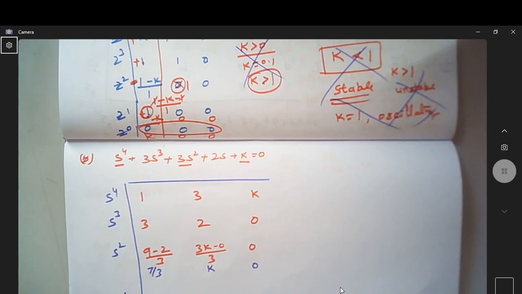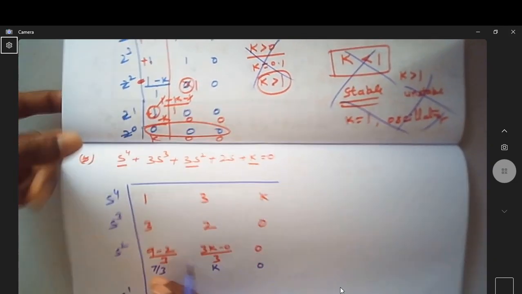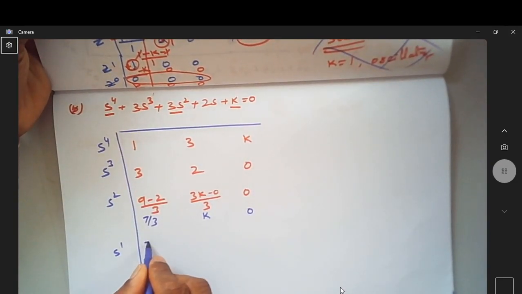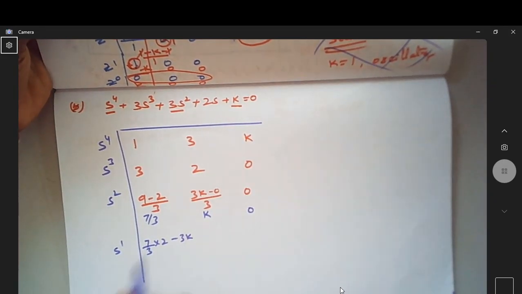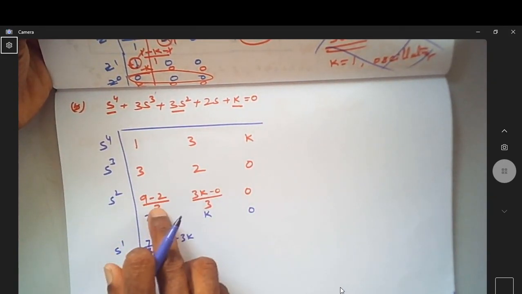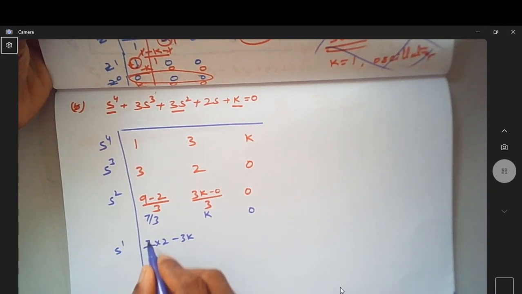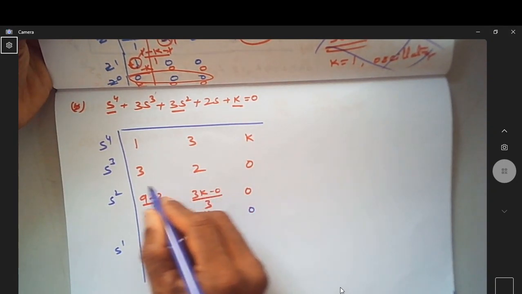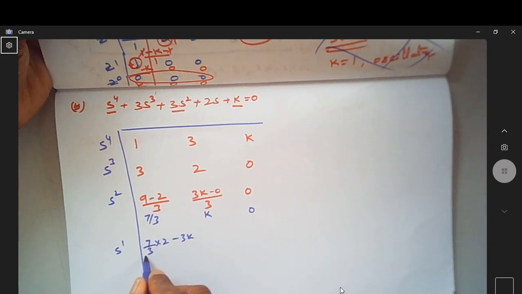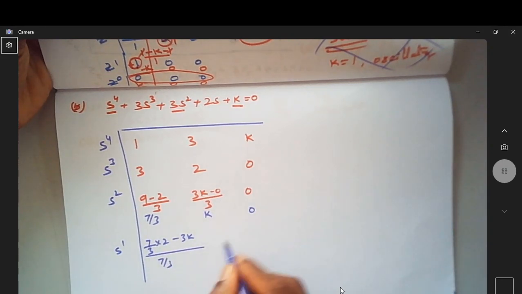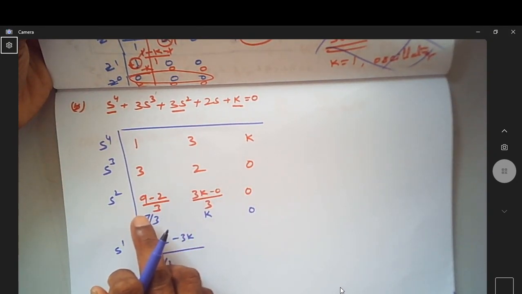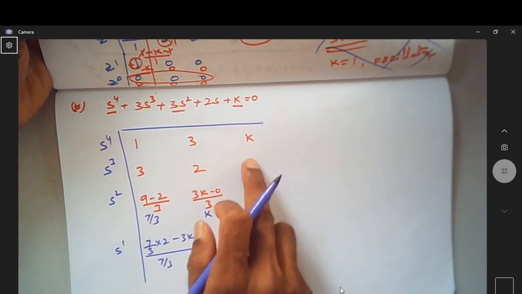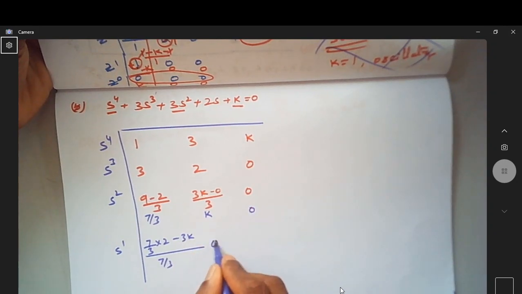So what is s power 1 now? s power 1 is 7 by 3 into 2 minus 3k. Is this fine? Okay, fine. This is 7 by 3 into 2 minus 3 into k, divided by 7 by 3. And how about this? This into this minus this into this, it's actually 0, 0.